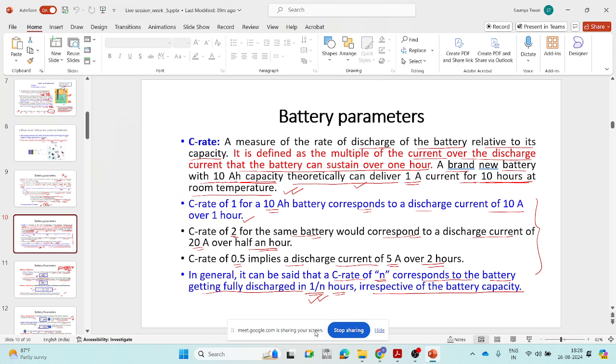Okay, so similarly, a C rate of 0.5 implies that if you're drawing a discharge current of 5 ampere, then it will take 2 hours for that battery to fully discharge. So in general, this statement is important: a C rate of n corresponds to the battery getting fully discharged in 1 by n hours, irrespective of the battery capacity. Hope this C rate is clear to you.